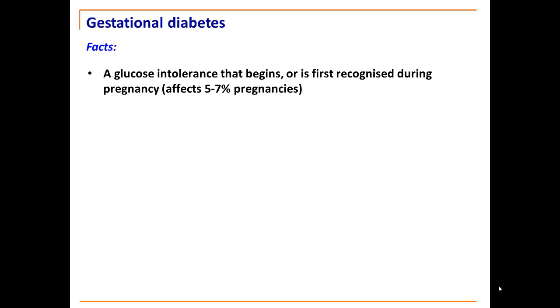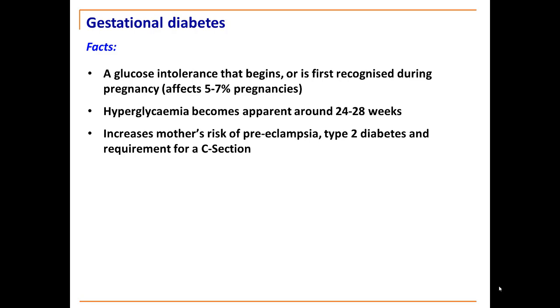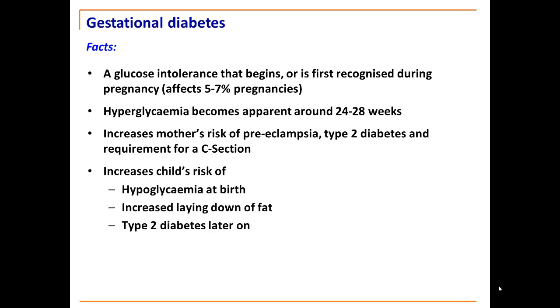So if we're thinking about gestational diabetes, it's relatively common. It's a glucose intolerance that begins or is first recognized during the pregnancy, and it affects 5 to 7% of pregnancies. The hyperglycemia becomes apparent at around 24 to 28 weeks, and it increases the mother's risk of preeclampsia, of type 2 diabetes, and the requirement for a C-section. It also increases the child's risk of multiple problems, so hypoglycemia at birth, for example, increased laying down of fat, and type 2 diabetes mellitus later on.